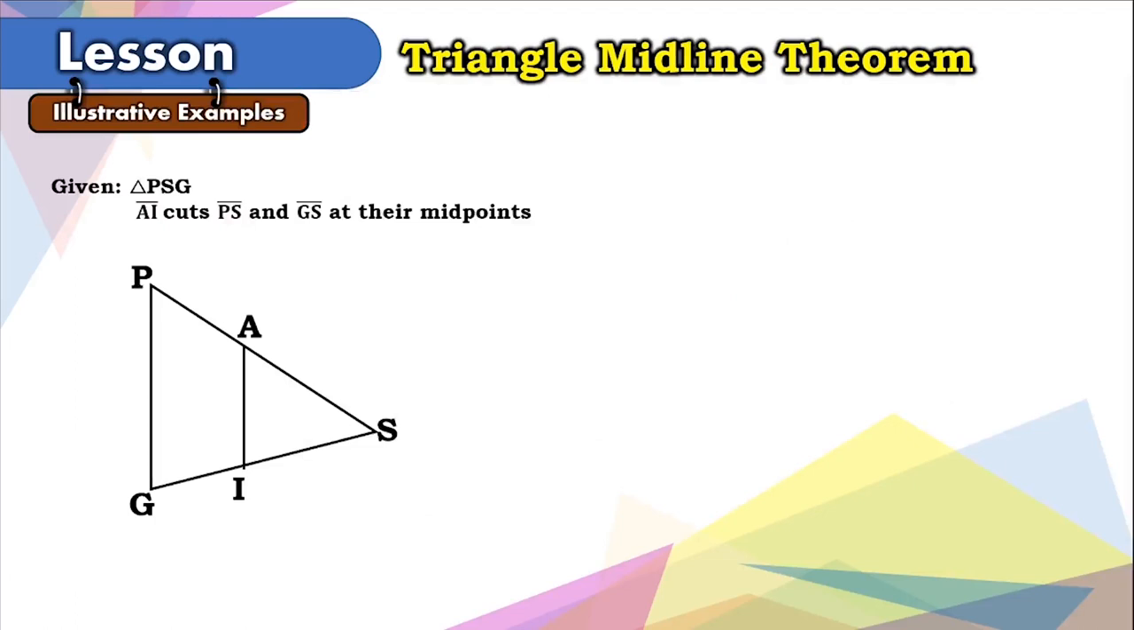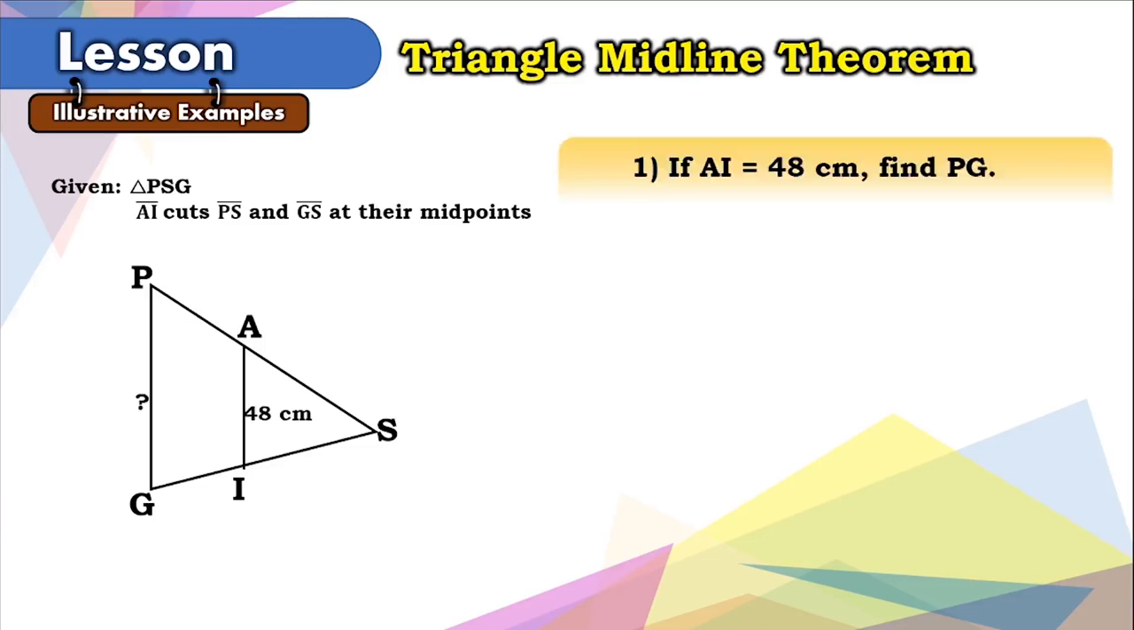Given triangle PSG, AI cuts side PS and side GS at their respective midpoints. Problem number 1. If AI is equal to 48 centimeters, find PG. Using the triangle midline theorem, we can have AI is equal to 1/2 of PG. Substituting the given details, we can have 48 is equal to 1/2 of PG.